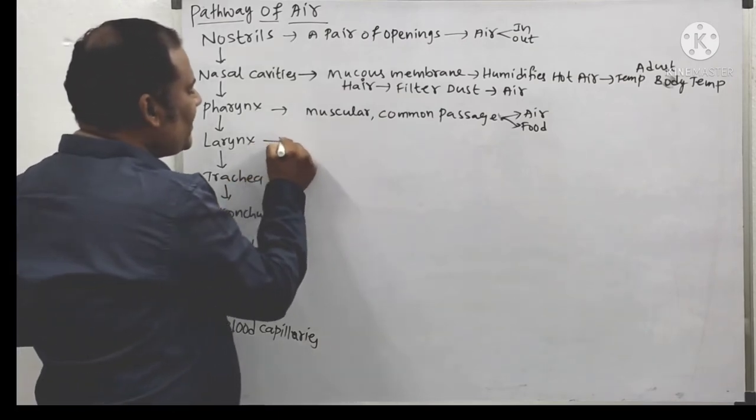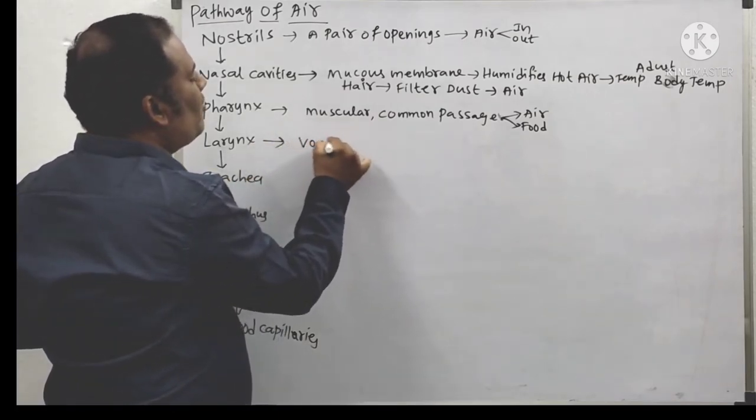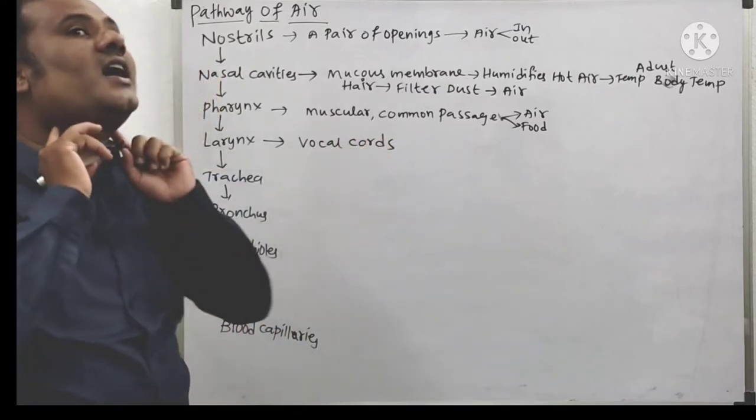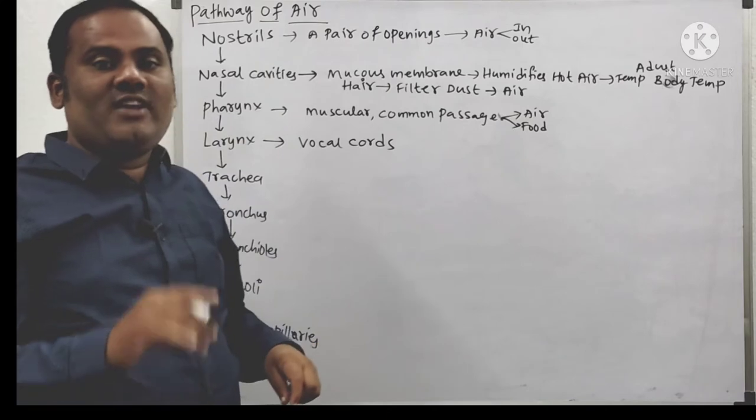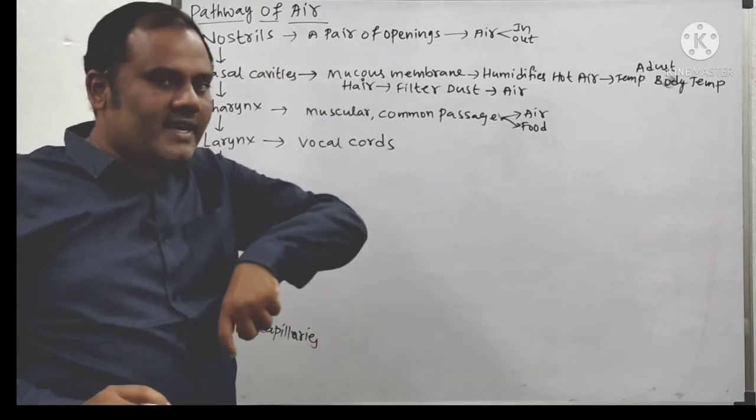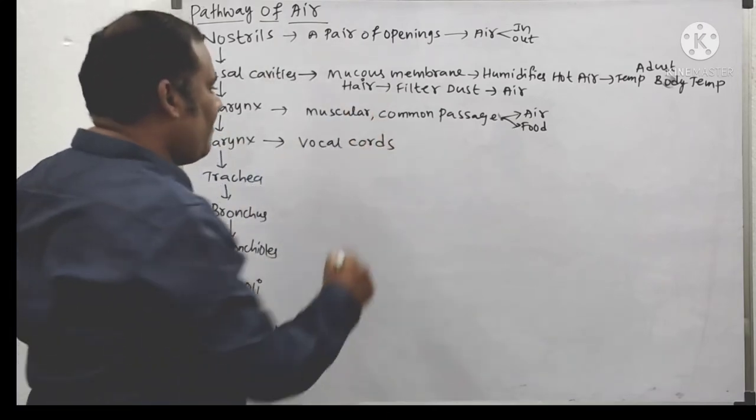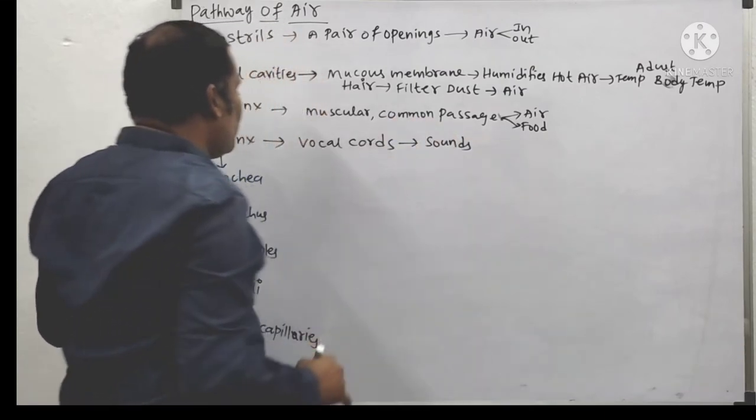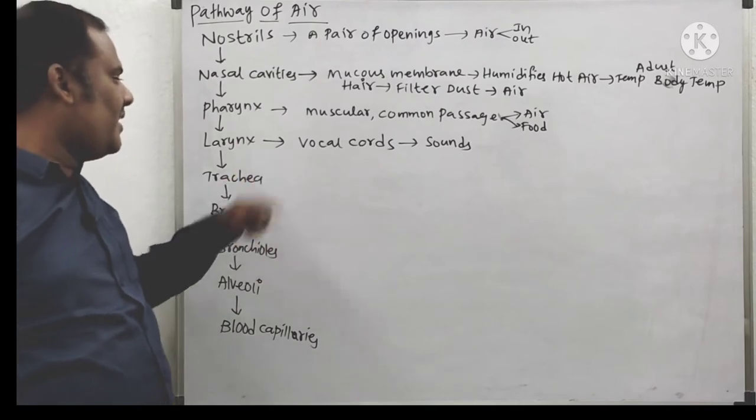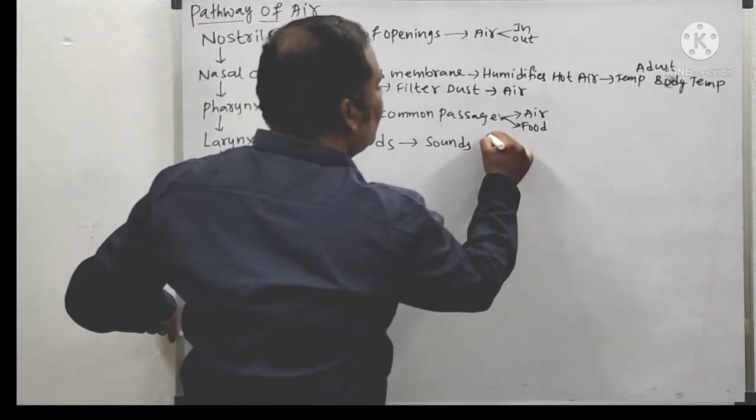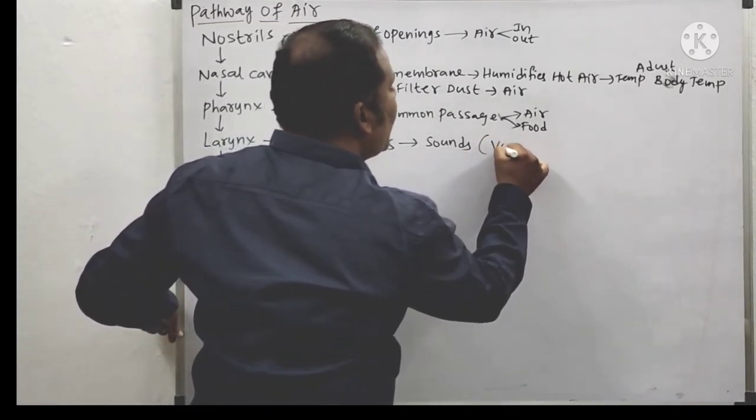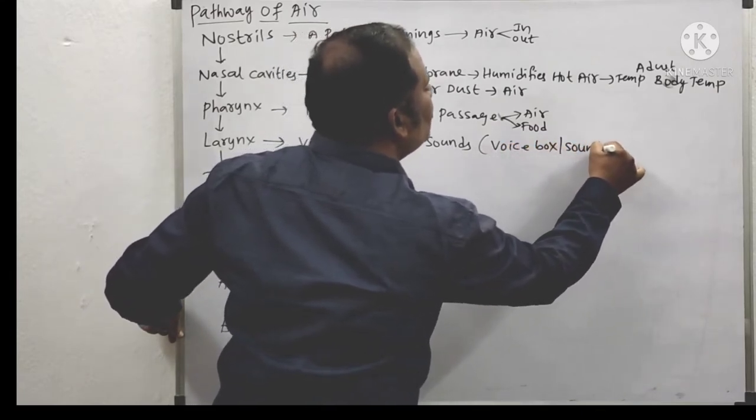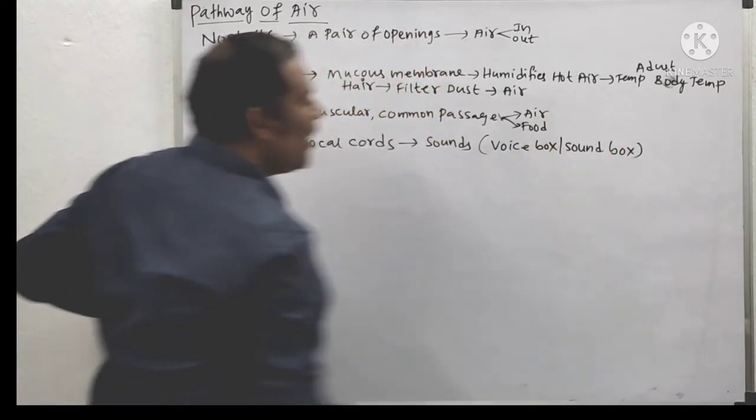Next, larynx. Inside it, they have the vocal cords. These vocal cords are present here. The vocal cords vibrate when the air comes in and goes outside, and with the help of that vibration, they are able to produce sounds. So that's why this larynx is also called what? A voice box. It is called what? Voice box or sound box of our body.